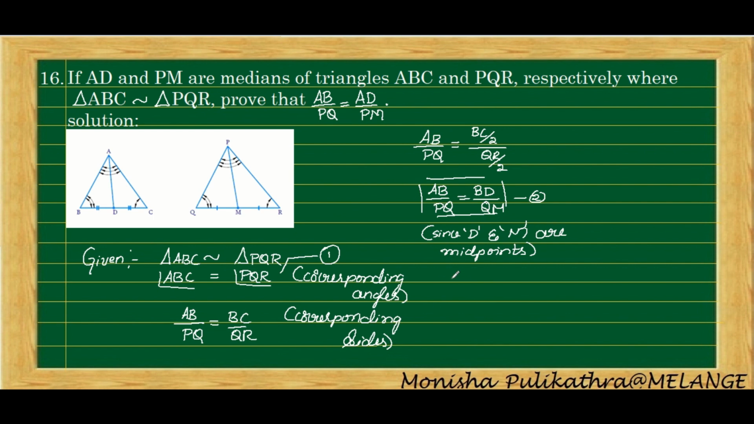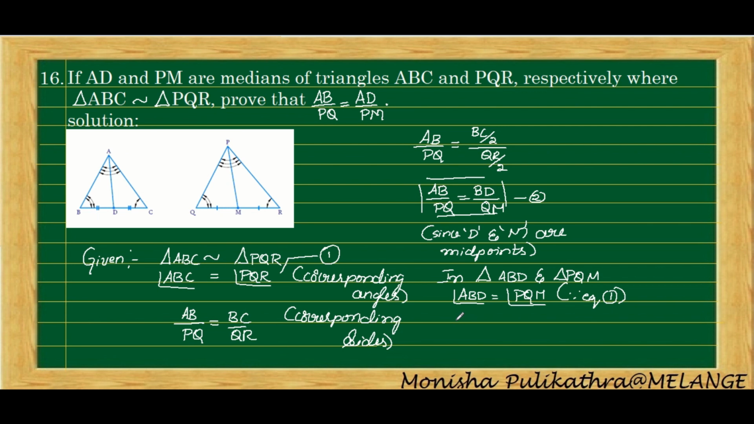Next we need to compare these two half triangles, triangle ABD and triangle PQM. What is equal here? Angle ABD is equal to angle PQM. Why? Because of equation 1. In equation 1, since angle ABC is equal to angle PQR, B is equal to Q. So if B is equal to Q, then ABD is also equal to PQM.